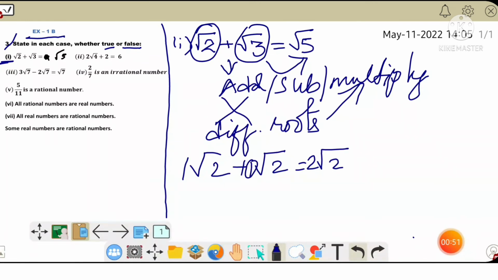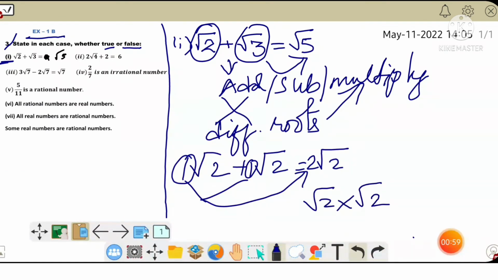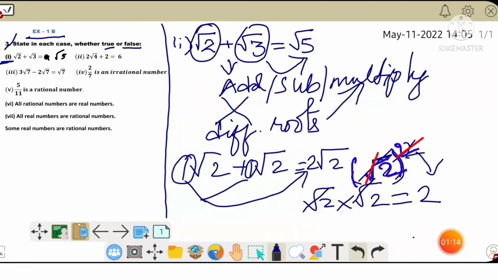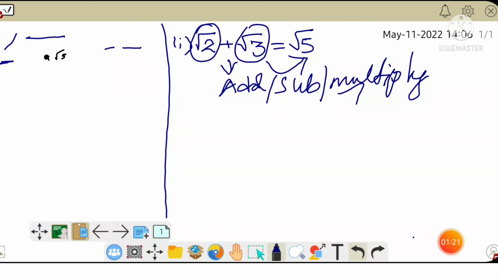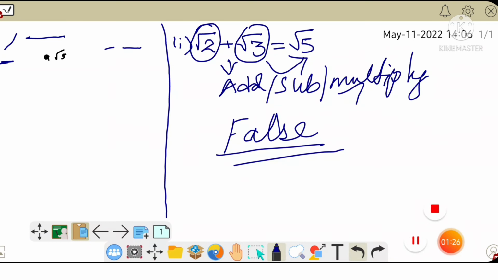And we can also multiply the same roots, like squaring the same root, root 2 whole square. The square will cancel the root and we'll have 2. So we cannot add the different roots here. Therefore it is false. Question number 1 is false.